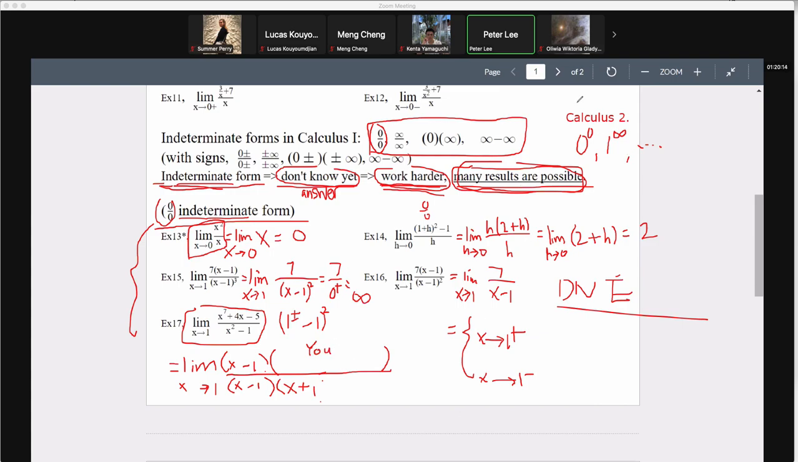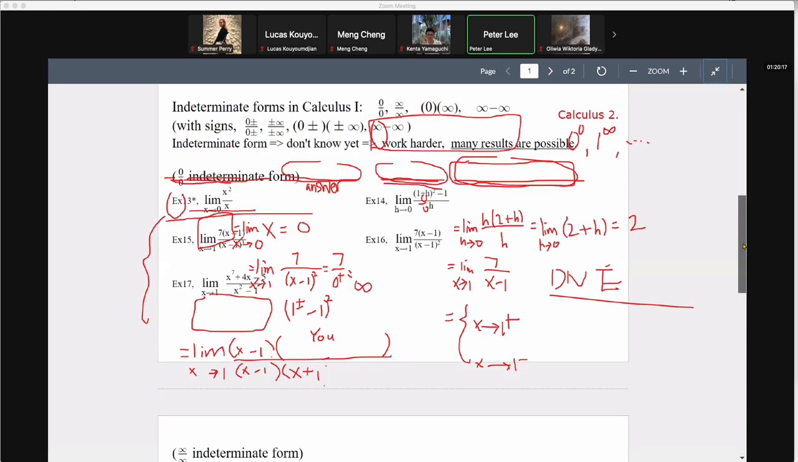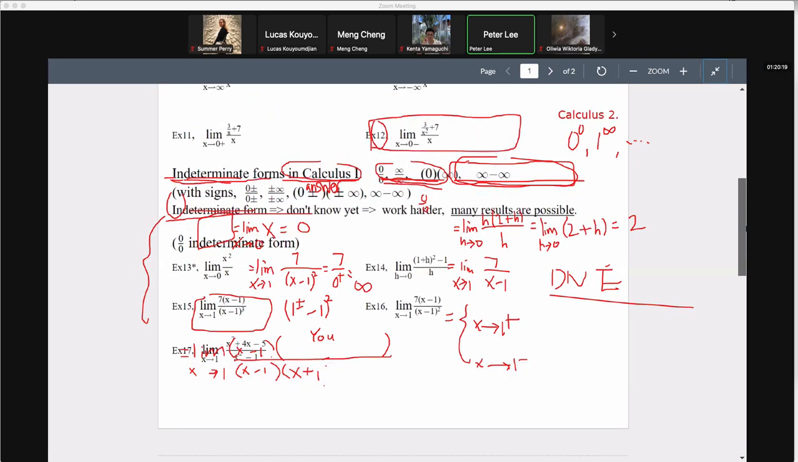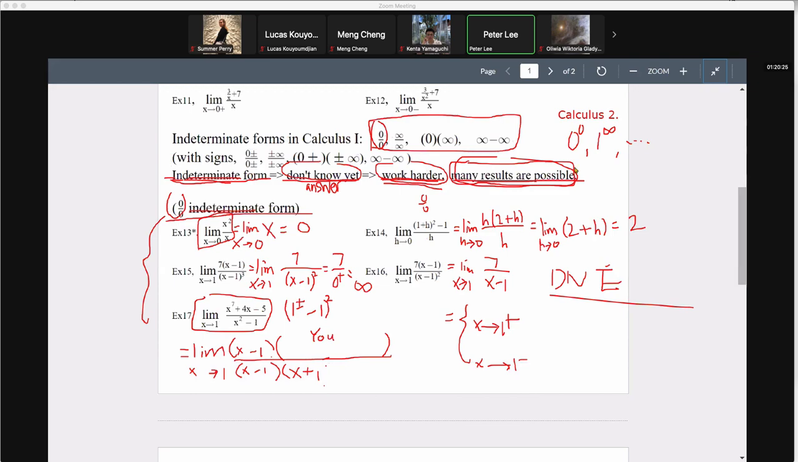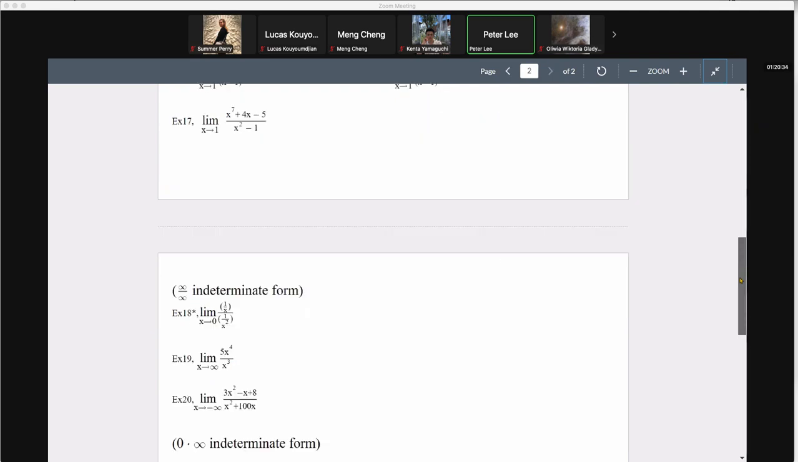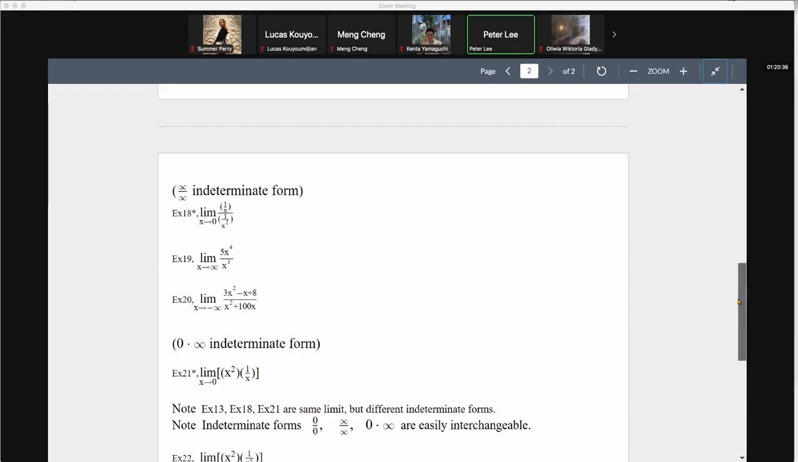Okay, so that's that. Let me save this, and then clear. So now let me go here. Infinity over infinity form, that's an indeterminate form as well. Now let me just do one.